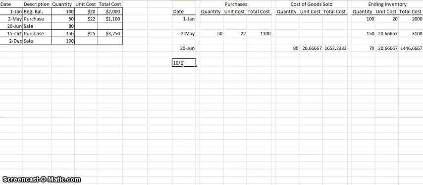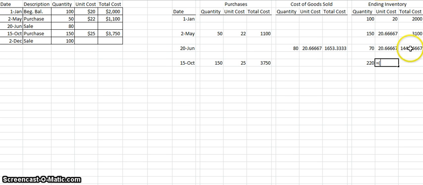October the 15th, we purchased 150 units at a cost of $25 a piece for a total of $3,750. Alright, so we've got to update our inventory now. We had 70 units, now we've added 150. So we've got 220 now. We've got to get this new average. So again, I'll let Excel do it for us.